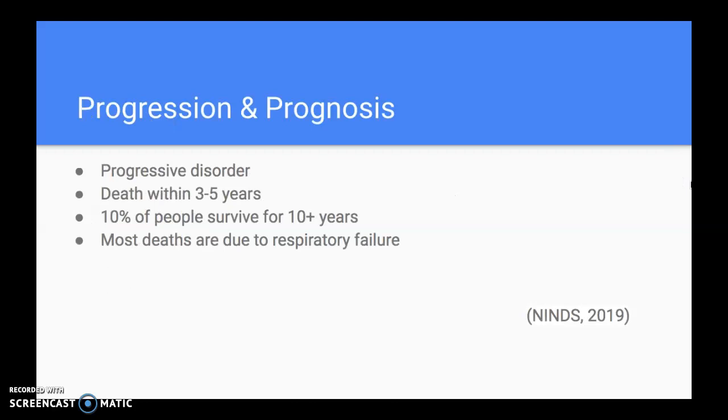So for the progression and prognosis, ALS is a very rapidly progressing disorder. Usually clients will die within 3 to 5 years, and only 10% of people diagnosed with ALS will survive for 10 or more years, and deaths are usually due to respiratory failure.